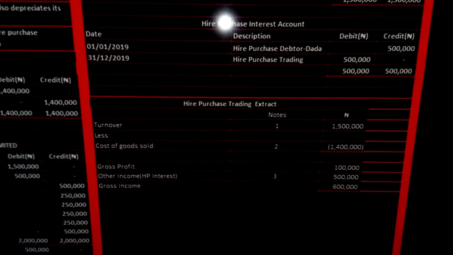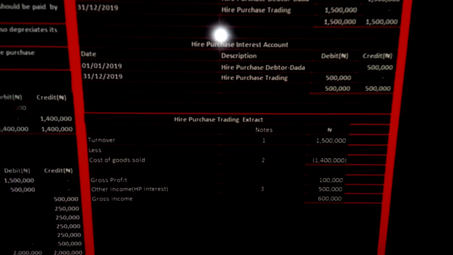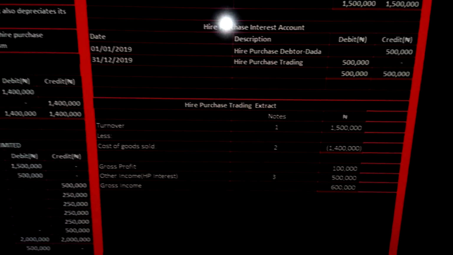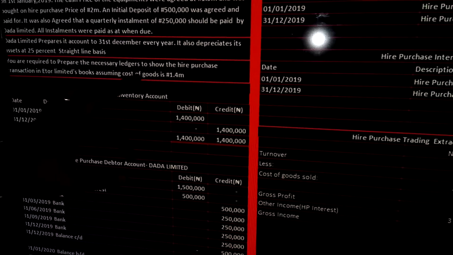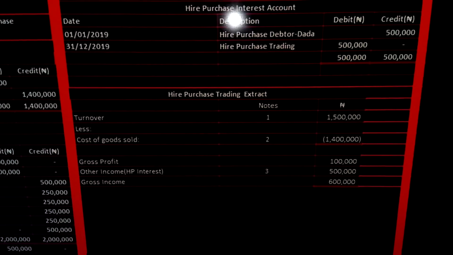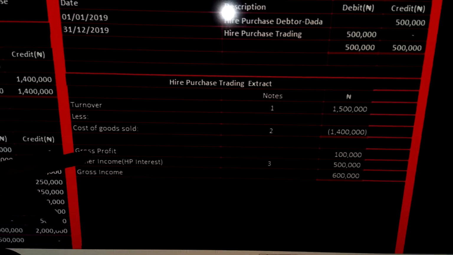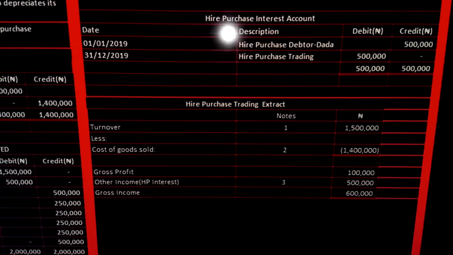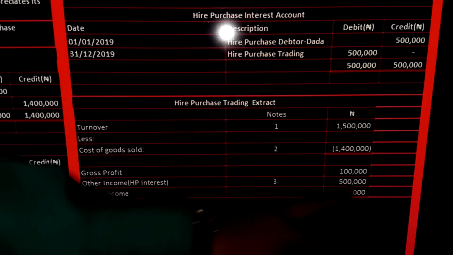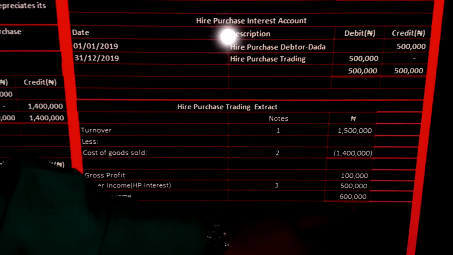Hire purchase trading extracts. Your turnover, which is your sales, is 1.5 million. Your cost of goods sold is 1.4 million. Remember, they said what? You're required to prepare a ledger to show the hire purchase transaction in Dada Limited's books, assuming cost of goods is 1.4 million. I already explained that cost price is the price that the vendor got it from his own supplier. So that's the cost of goods, 1.4 million. So the difference is 100,000 naira profit. There's other income, which is the interest you're charging for the hire purchase agreement. So that is the 500,000 that you're bringing here. So basically your gross income for the year is 600,000.